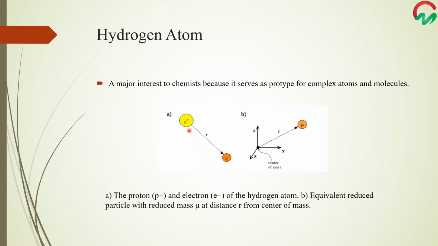And the direction of r is the orientation of the vector pointing from the proton to the electron. Since the proton is much more massive than the electron, we will assume throughout this lecture that the reduced mass is equal to the electron mass and the proton is located at the center of mass.